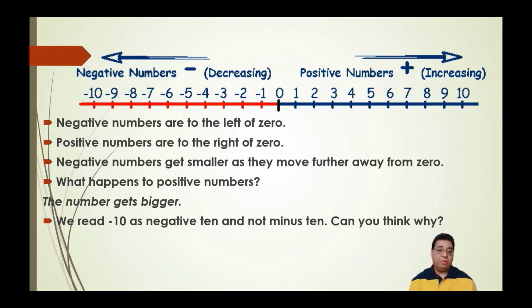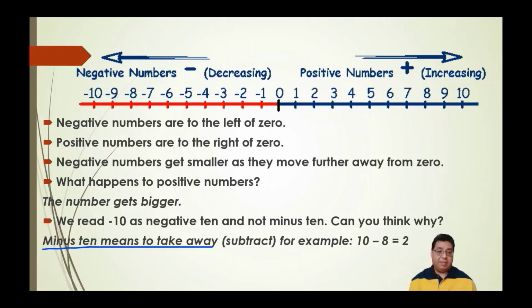Well, the reason is because minus 10 actually means to take away or subtract. For example, 10 minus 8 equals 2. Or you can take 10 subtract from 8 is 2. That's what that actually is meaning.